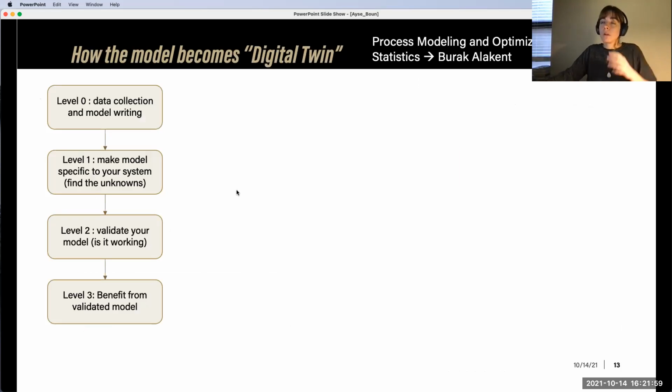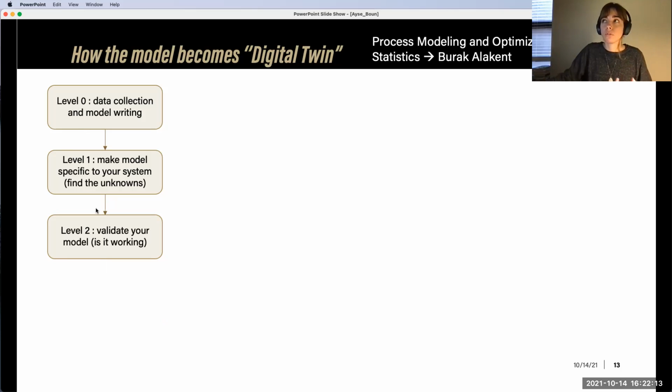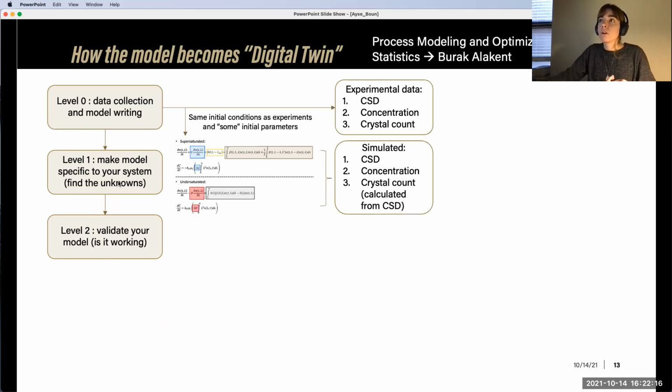And I talked about digital twin a lot, and I just want to show you how we call the model digital twin. So this was my workflow. If you just omit the benefiting part, these are the steps that you follow to make it digital twin. I talked about data collection. I showed you my experimental setup. So I have the experimental data for crystal size distribution from offline tools, concentration of the drug from UV, and the crystal count from FBRM and the beam. And I showed you that I have the required equations to simulate the system.